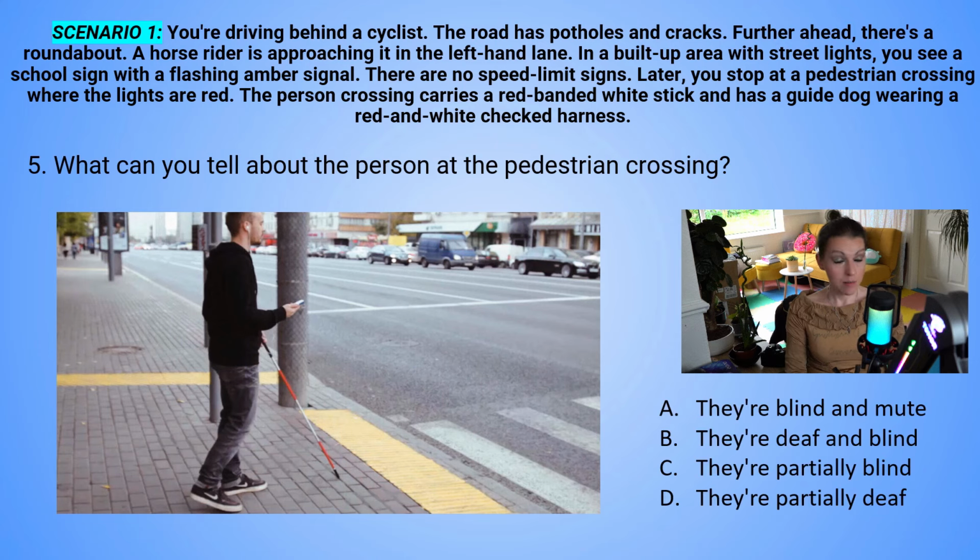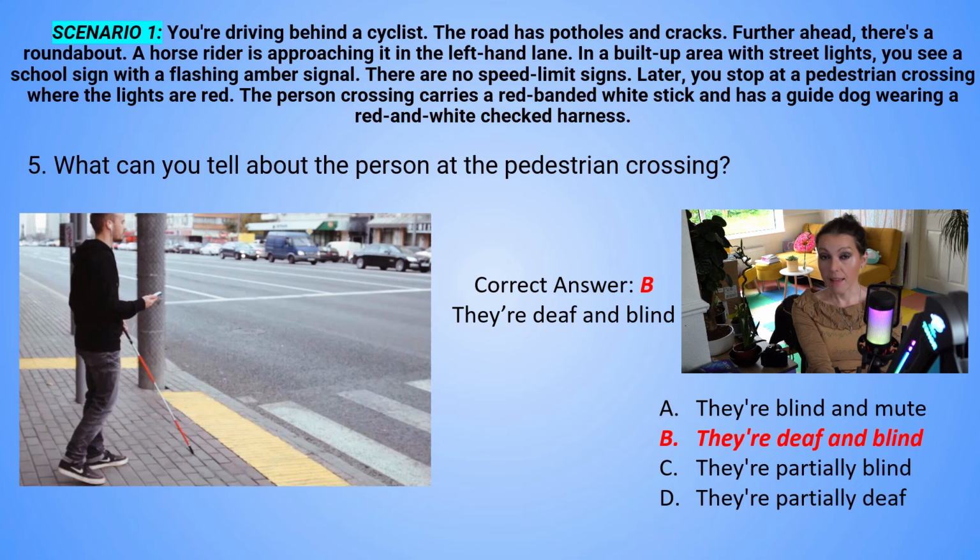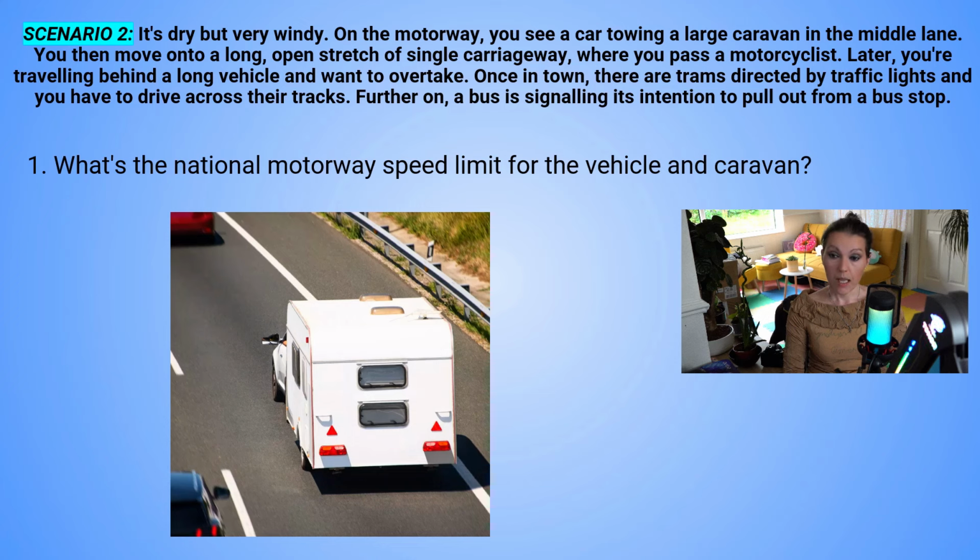A. They are blind and mute. B. They are deaf and blind. C. They are partially blind. Or D. They are partially deaf. And the correct answer is B. They are deaf and blind. And now let's move on to our second scenario.